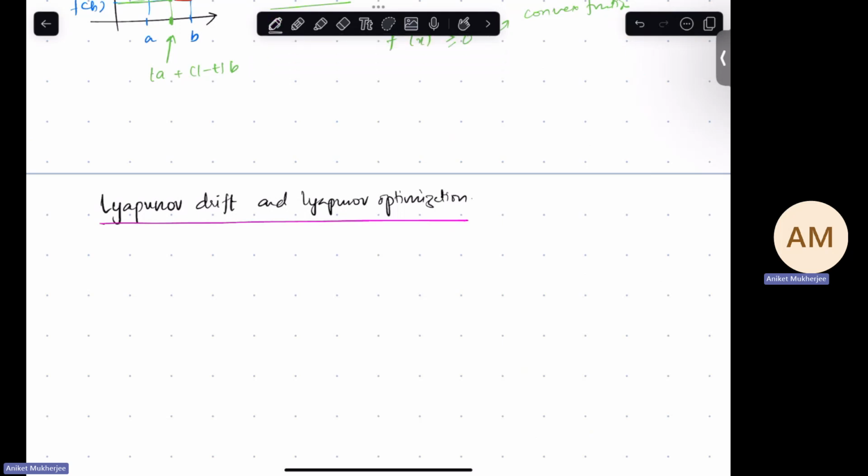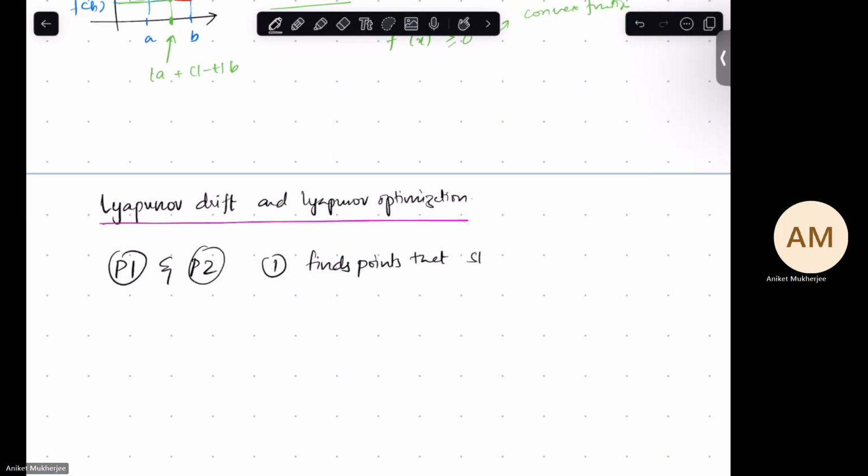I'll just give a brief introduction of what I mean when I say Lyapunov function. The first step that we need to solve P1 and P2 is to find points that satisfy the constraints.